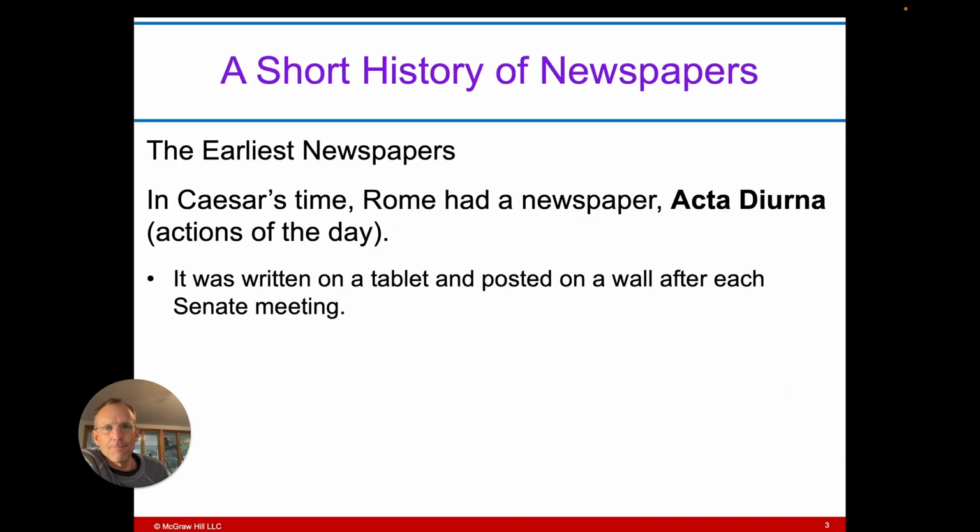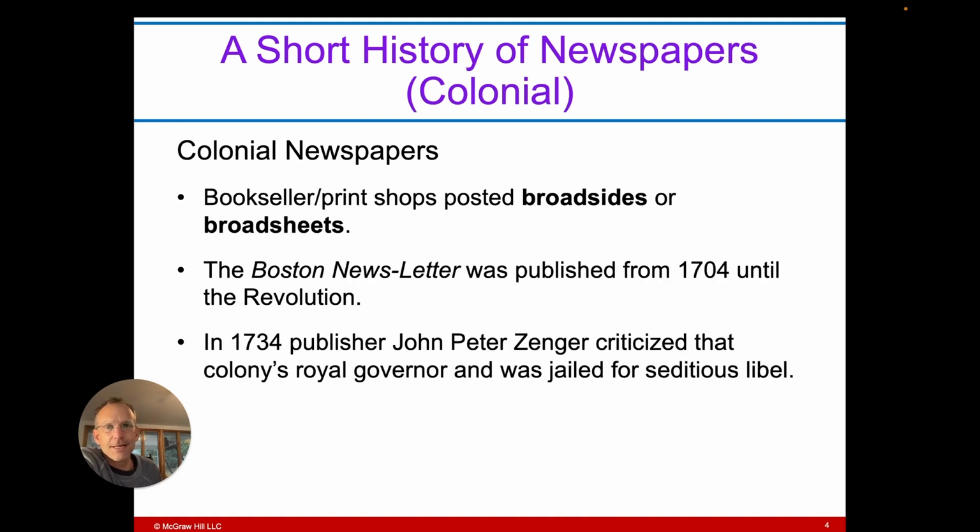So, chapter 4, newspapers. Now, the earliest newspapers, we talked about this in some of the earlier chapters, were back in Caesar's time. Rome had a newspaper that was written on a tablet and posted on a wall after each Senate meeting. Now, things moved forward and progressed, and the modern day newspaper actually gained a lot of its traction back in the 1700s. But in colonial newspapers, that's really where we see a lot of the ones here in the United States coming into play.